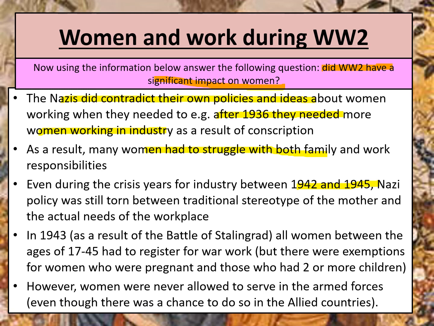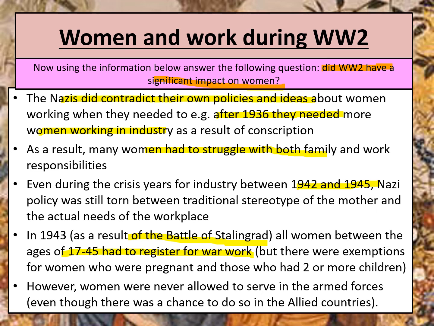They even lost a very famous battle, the bloodiest battle of the Second World War, the Battle of Stalingrad, by February 1943. And as a result, all women between the ages of 17 and 45 had to register for war work unless they were exempt. Now, there were lots of exemptions. For instance, if you were pregnant, or if you had 2 or more children, you were allowed to not register. But the idea was that all women that could register within that age range would. And then the Nazis could place you into any factory and ask you to work.